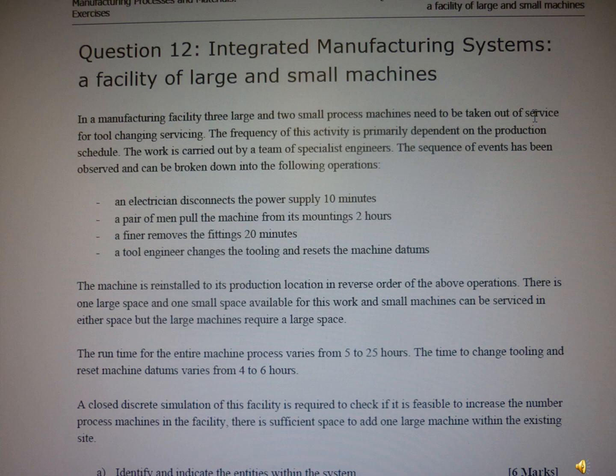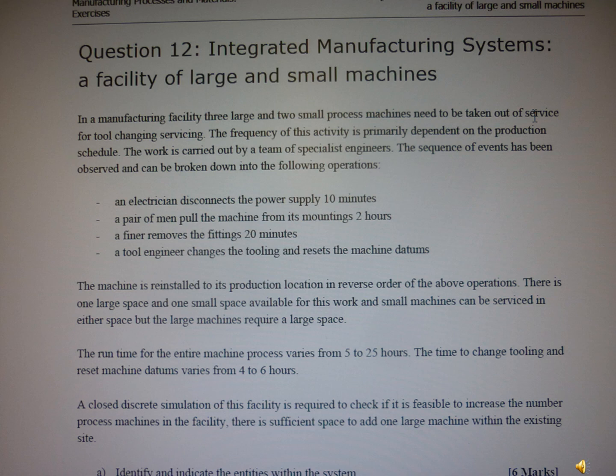There is 1 large space and 1 small space available for this work, and the small machines can be serviced in either space, but the large machines require the large space. The runtime for the entire machine process varies from 5 to 25 hours. The time to change the tooling and reset machine data varies from 4 to 6 hours.